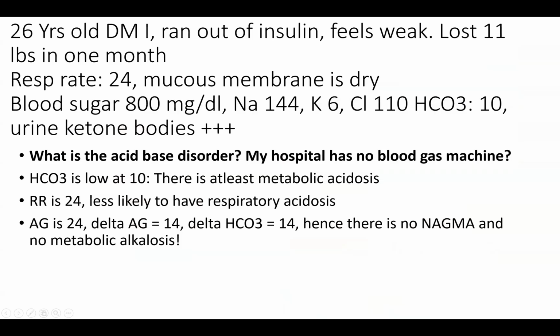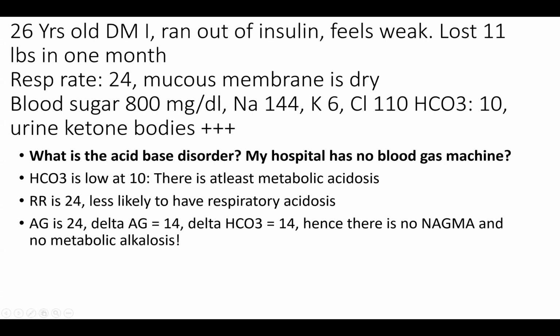A 23-year-old with type 1 diabetes ran out of insulin, feeling weak, lost 11 pounds of weight in 1 month. Respiratory rate is 24. One thing I ask you to do is, when somebody is sick, count the respiratory rate yourself. It's very valuable. In the hospital, many times, at least the hospital I go to, everybody breathes at 20 or 18. This is one of the very valuable bedside vital signs that is extremely helpful. So 24 is fast. Mucous membrane is dry.